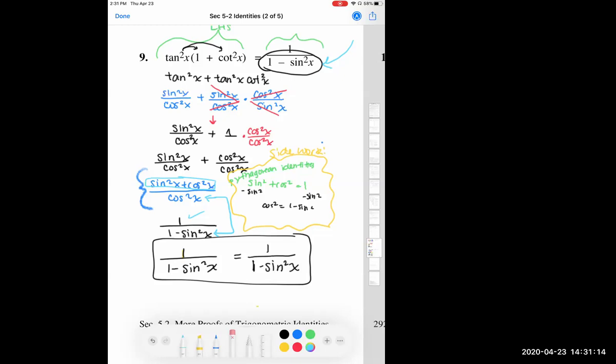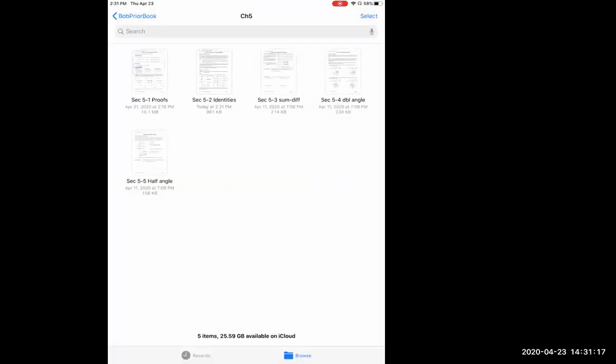Okay, so let's move on to today's lecture. As we move on through these sections, we did 5.1 and 5.2, there are identities and proofs. We're going to go into 5.3, that's sum and difference, so that's new formulas, and from here on out, each section is going to throw at us new formulas.